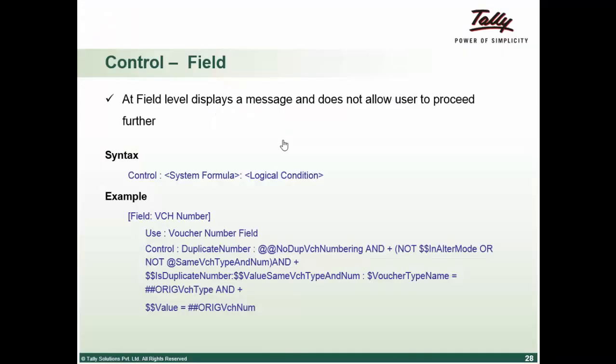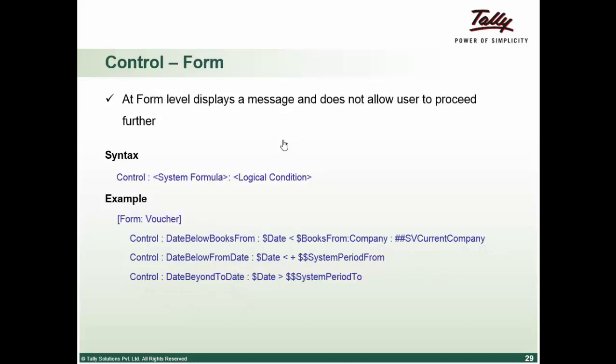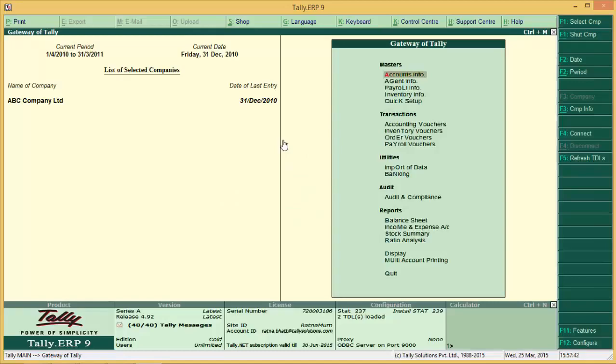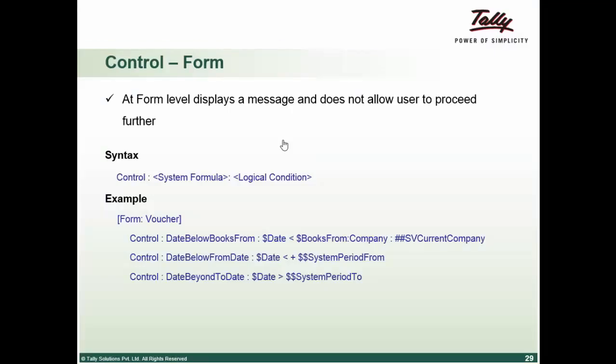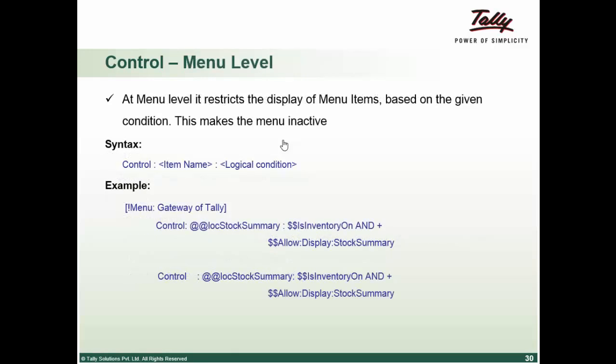Similarly, we have control at form level, where you can specify that if the number of agents specified in this report is less than 5, so at form level, you can give a control that the number of agents specified are less. So you can give your kind of control at your form level. Then menu level also we have a control. It restricts the display of the menu item based on the condition, and it makes the menu inactive.